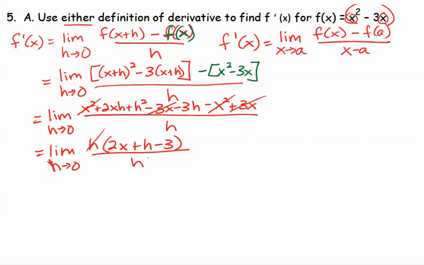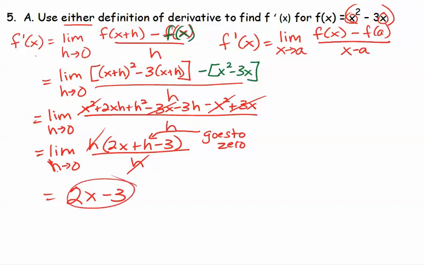Now you can see this canceling solves our 0 over 0 problem, and now we're ready to actually do the limit operator. So now I'm actually ready to let the h term go to 0, and there's only one h term left here, so this is the term that goes to 0 now that I'm ready to do the limit. So what remains is 2x minus 3. So that's the rule of f prime of x.